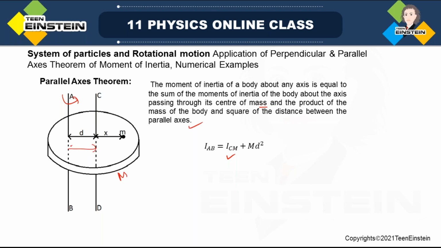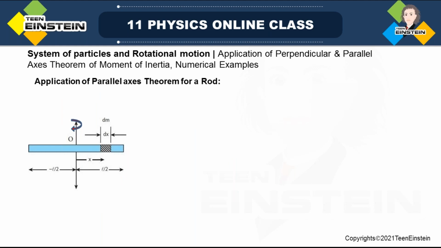So mass times the square of the distance between the parallel axes. Okay, so we'll be applying these two theorems to calculate the moment of inertia of various objects. First, I have taken a rod. You can see this rod, which has a length L.